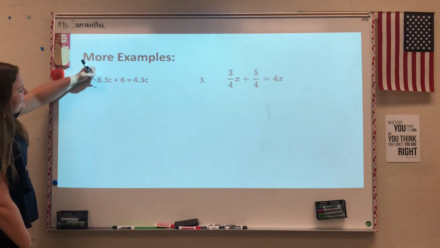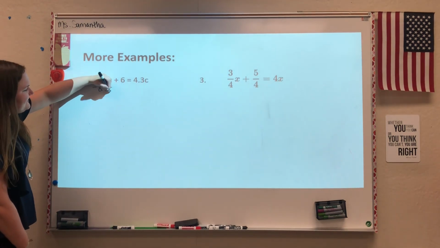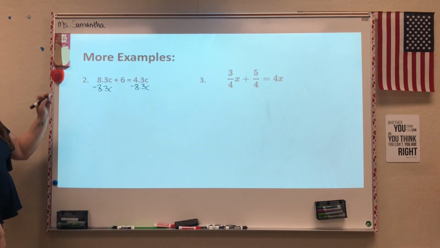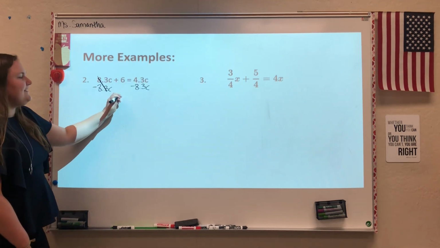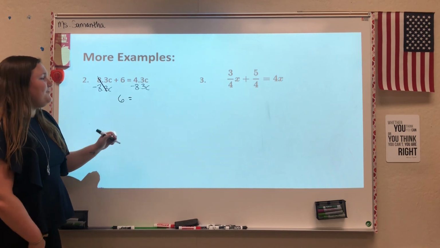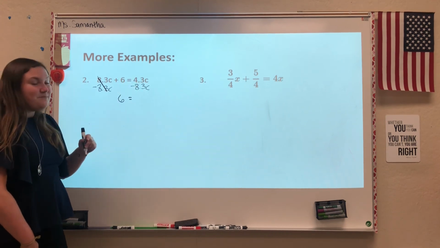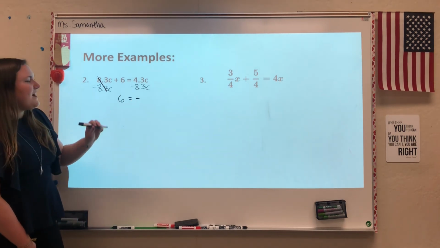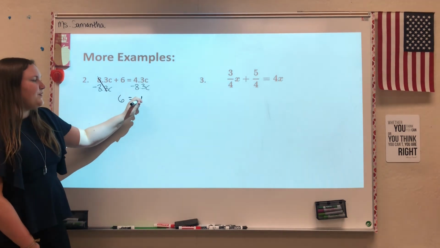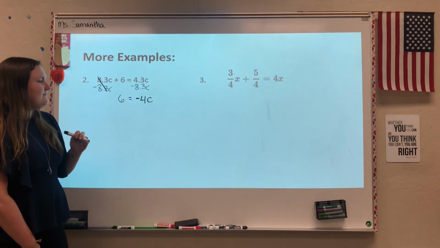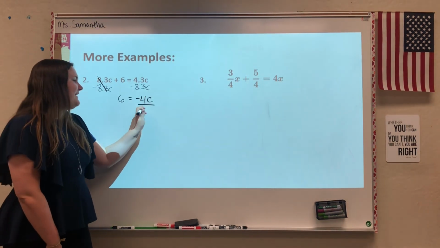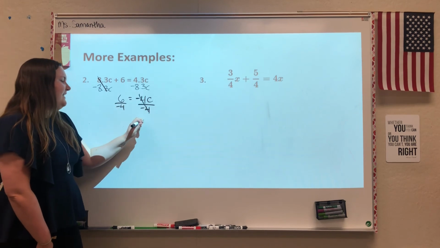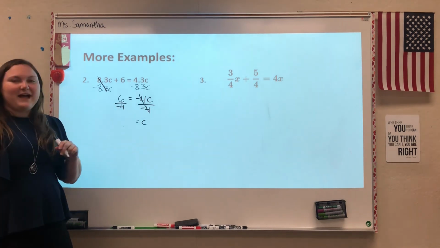I'm going to go ahead and subtract 8.3c minus 8.3c. If I do that, I get 6 on this side, and then over here, 4.3 minus 8.3, I'm subtracting a larger number, so it'll be negative. And when you subtract those, you get -4.0, or just -4c. Last step is divide by -4, since this means multiplication. Now there's something fun happening with this problem.